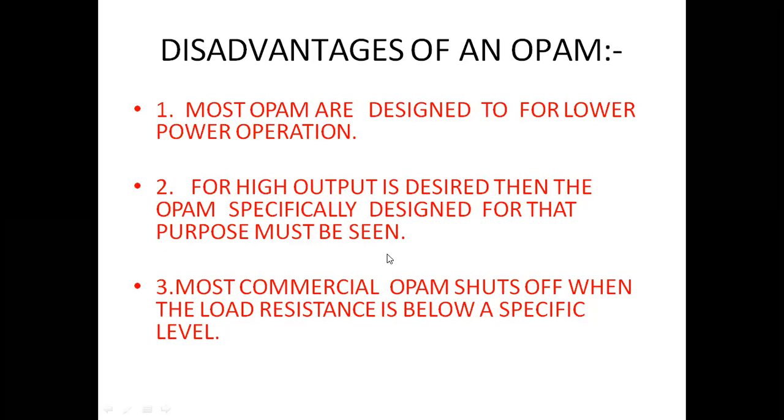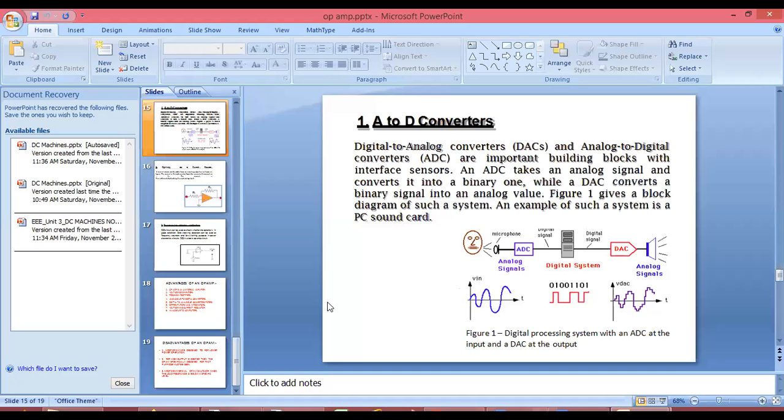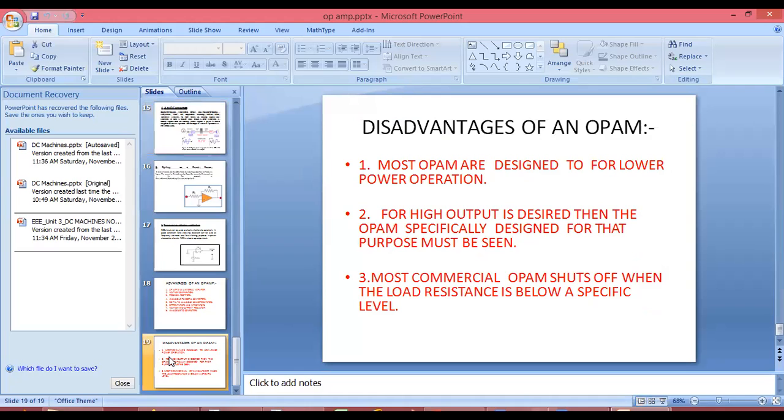And most commercial op-amps shut off when the load resistance is below a specific level, because we are saying we are supposed to get finite or zero output resistance. That's why we can say this is a disadvantage for op-amp, because most commercial op-amps shut off when they have load resistance below the specific level. So here we have finished the advantages, disadvantages, applications, characteristics, ideal and non-ideal op-amp.